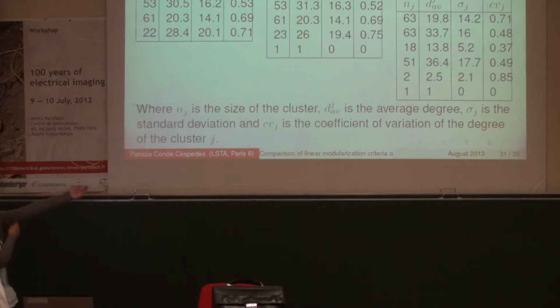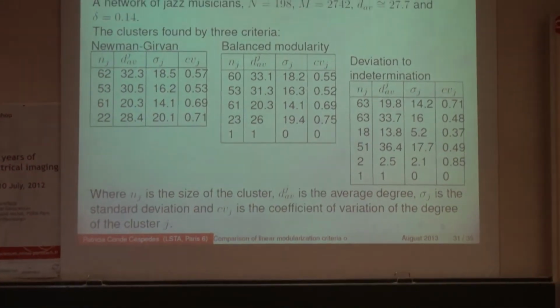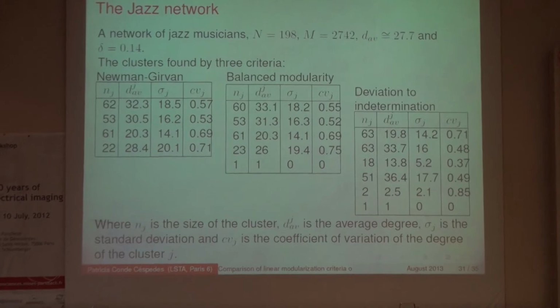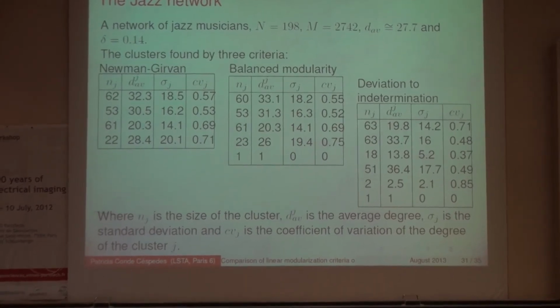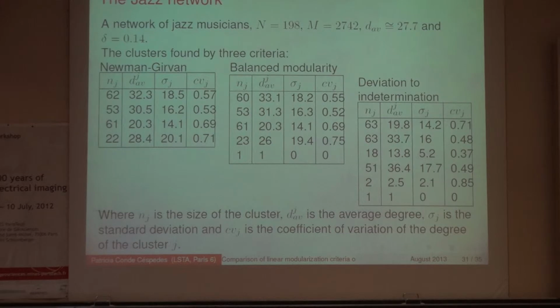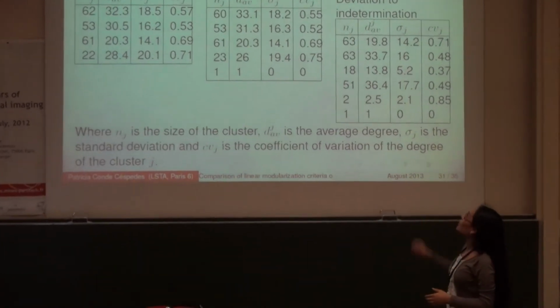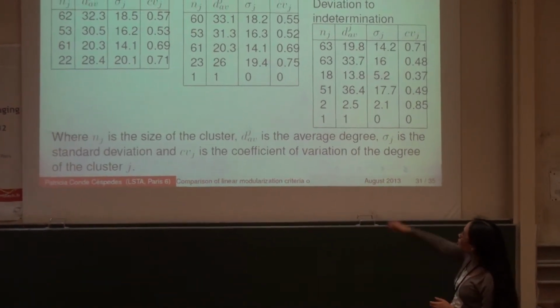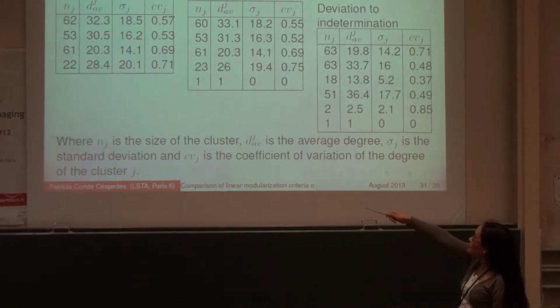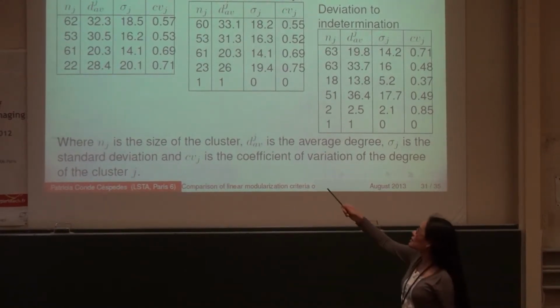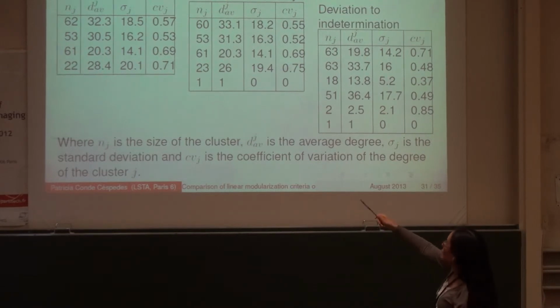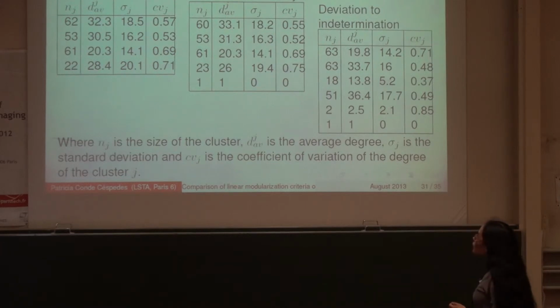Here we have the next example, which is a network of jazz musicians. We have n equal to 198 nodes. Here I described the partition formed with 3 criteria: Newman-Girvan, balanced modularity, and deviation to uniformity. The first column of each table is the size of each network. The second is the average degree, the standard deviation, and the coefficient of variation.